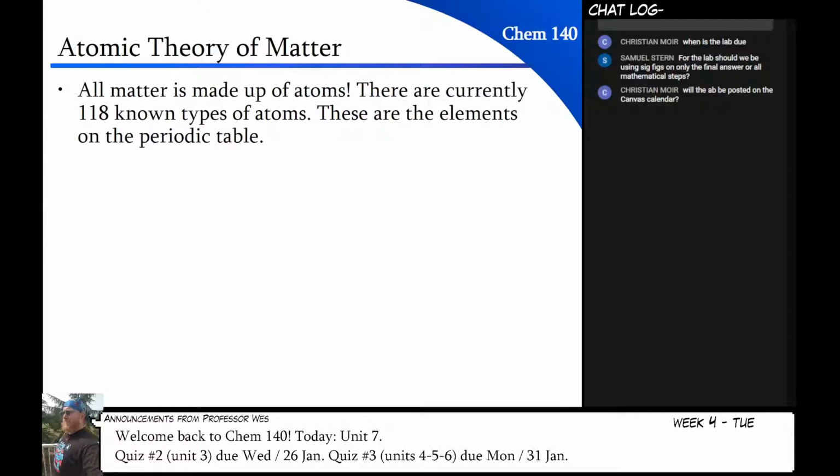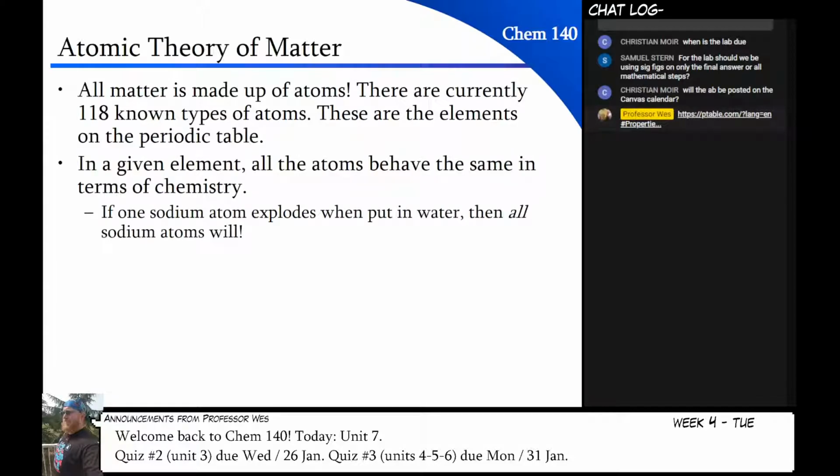Now, if you have your periodic table handy, which I don't remember if I copied p-table for you, so we'll just do this. So there's p-table. You can click on that and go to a periodic table. That periodic table lists all 118 different types of atoms, and those are the elements that we discussed in Unit 6, where we categorize stuff into elements and compounds.